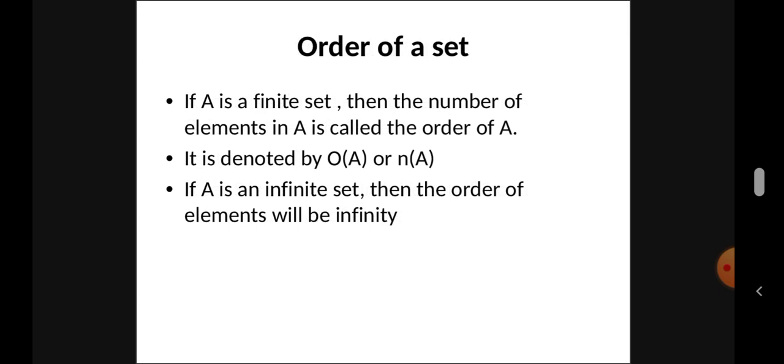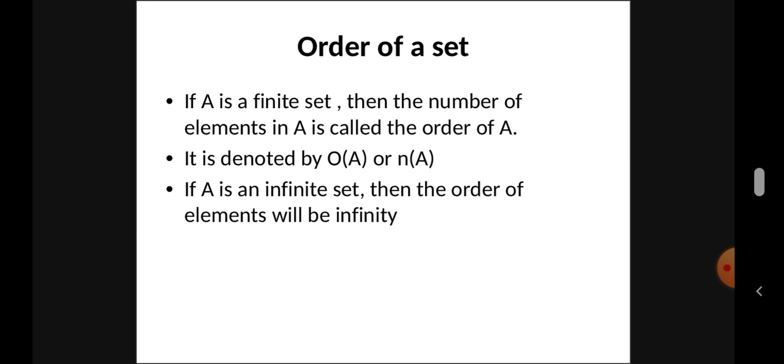Next is the order of a set. What is meant by the order? If A is a finite set, then the number of elements in A is called the order of A, and it is represented by |A|, O(A) or n(A).